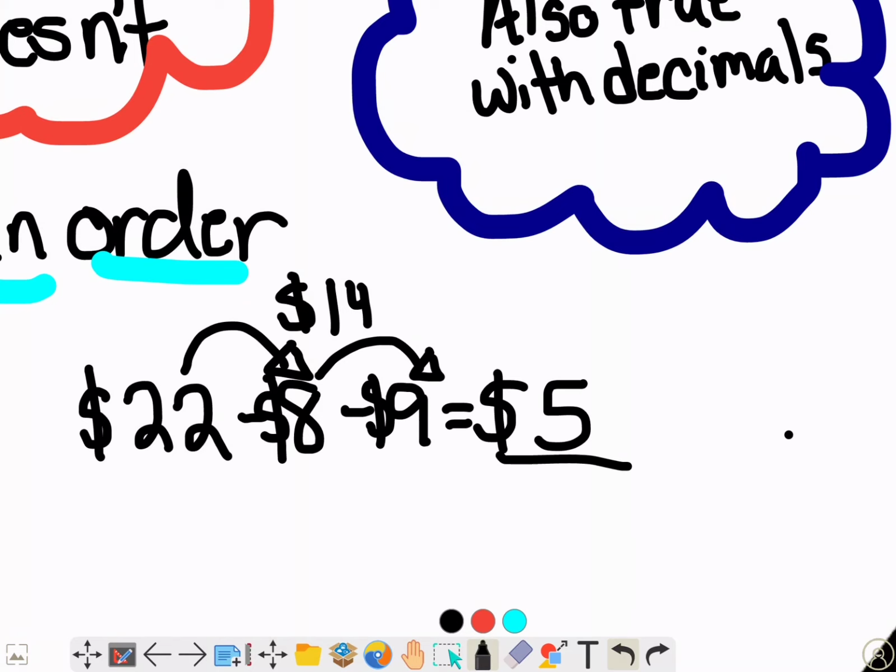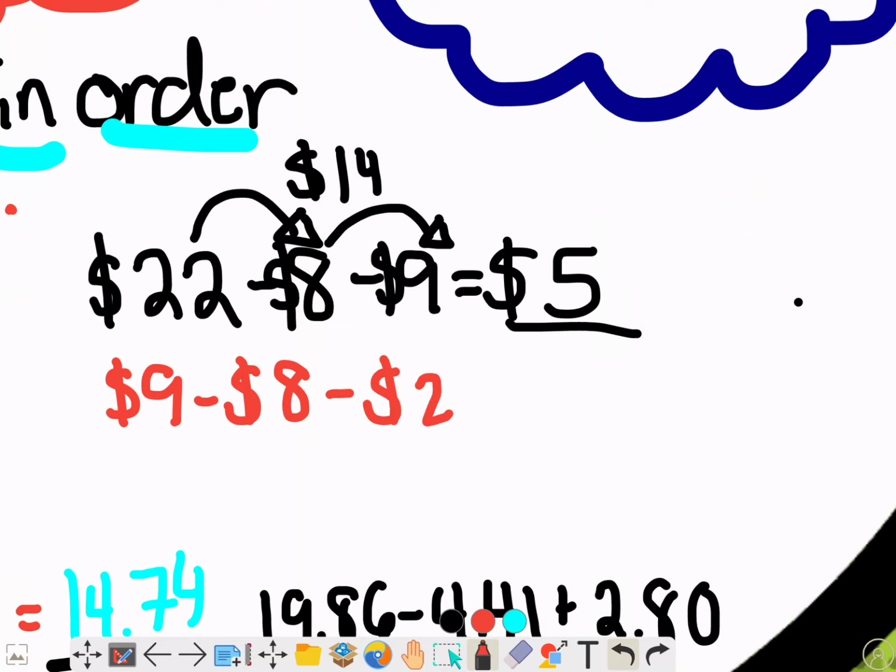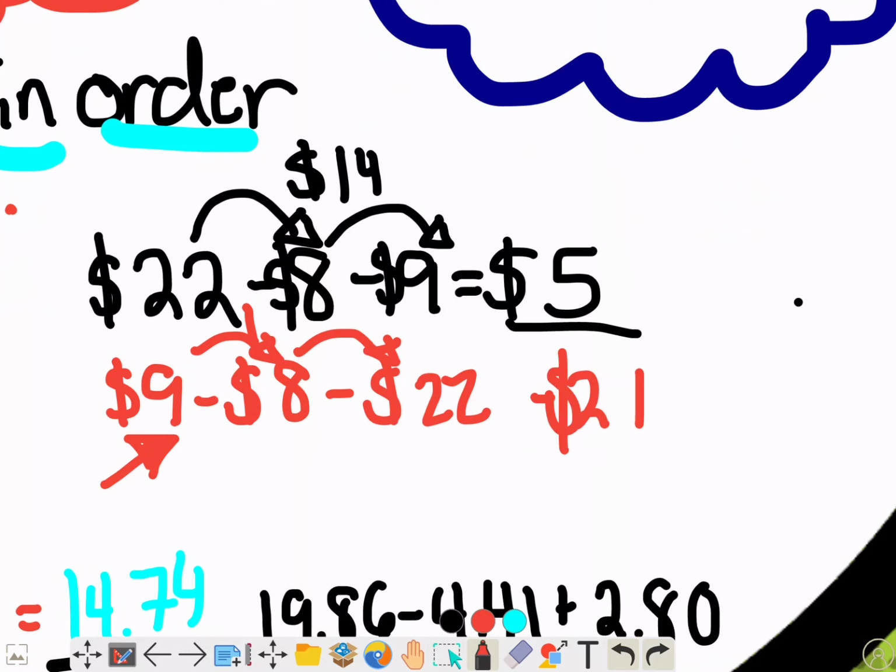Now, whenever you are subtracting, if I change the order, let's say 9 minus 8 minus 22, what it's saying is that the first number is how much you start with, and I'm taking stuff away from it. So 9 minus 8 is 1, and 1 minus 22 is negative 21. So not only do I not have enough money, I owe somebody $21. No, that doesn't work. So you can't swap up the order. It has to be the original, the OG order that you started with.